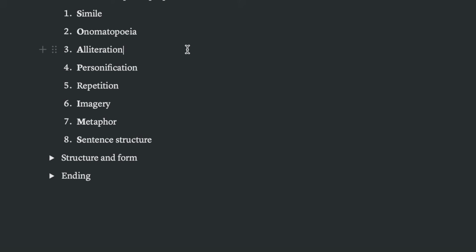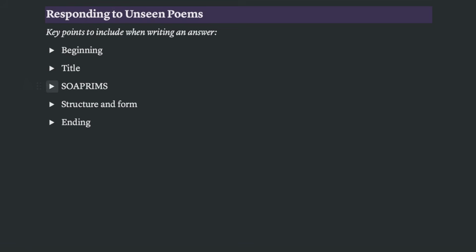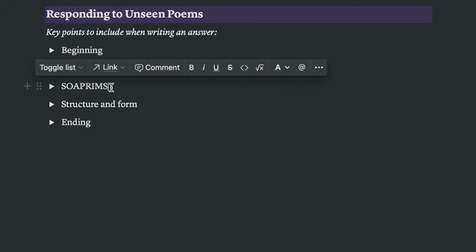So this is just an idea off the top of my head, and this is how you basically have to write your answer. Always mention the effect that it has. Don't just spot the feature and write the feature. Okay, so basically, after the beginning and the title, you should have a couple of good paragraphs on soaprims. All of this should not be in one paragraph, it should be in separate paragraphs. And the main thing is that you should have your focus on these literary devices and not forget to mention them.